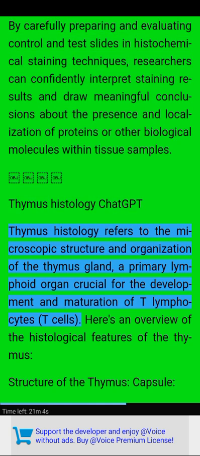Thymus histology. Thymus histology refers to the microscopic structure and organization of the thymus gland, a primary lymphoid organ crucial for the development and maturation of T lymphocytes, T cells. Here's an overview of the histological features of the thymus.